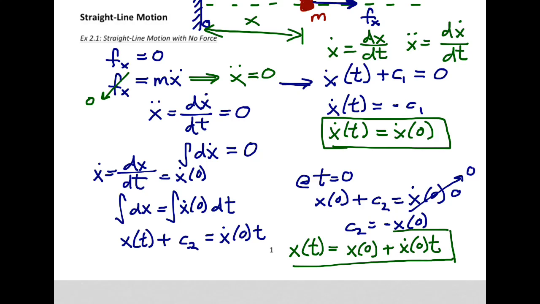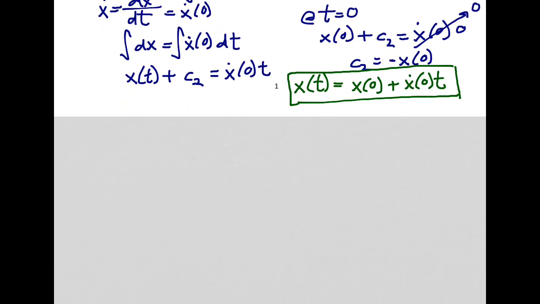And so now we've fully solved for the state of this particle system when there is no force applied, starting with our equation of motion, which was x double dot is equal to 0. All right, now we'll move to an example that I'm certain that you've seen from physics, and that is straight line motion with a constant force.